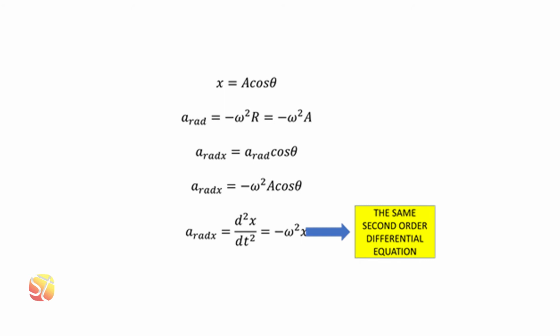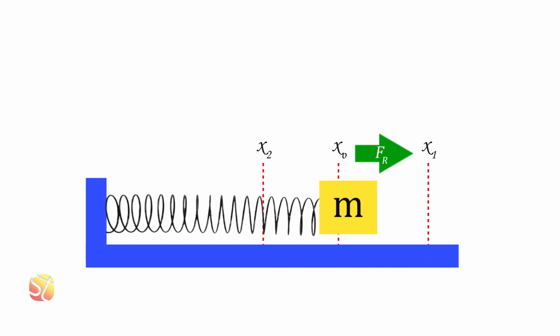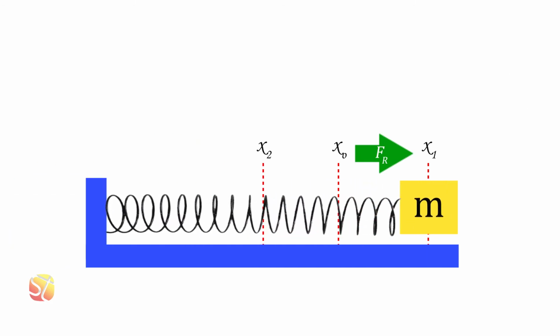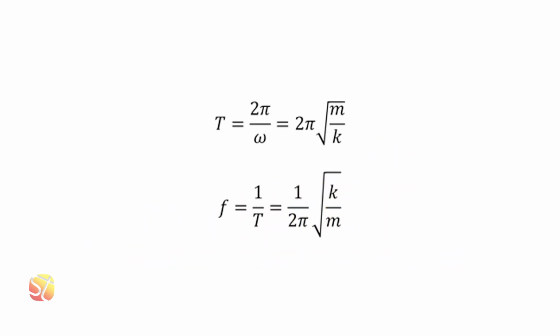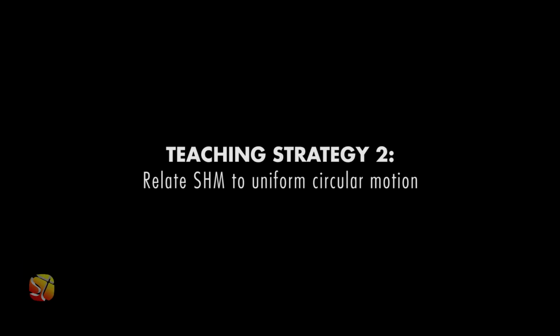We substitute x for a cosine theta, which will lead us to a second-order differential equation with the same, and in fact equal, solution to the spring system a while back. This proves that the previous substitution we made for omega holds water. This also suggests that we may use other equations in uniform circular motion, like the equation of the period and that of the frequency. This leads me to teaching strategy number 2.